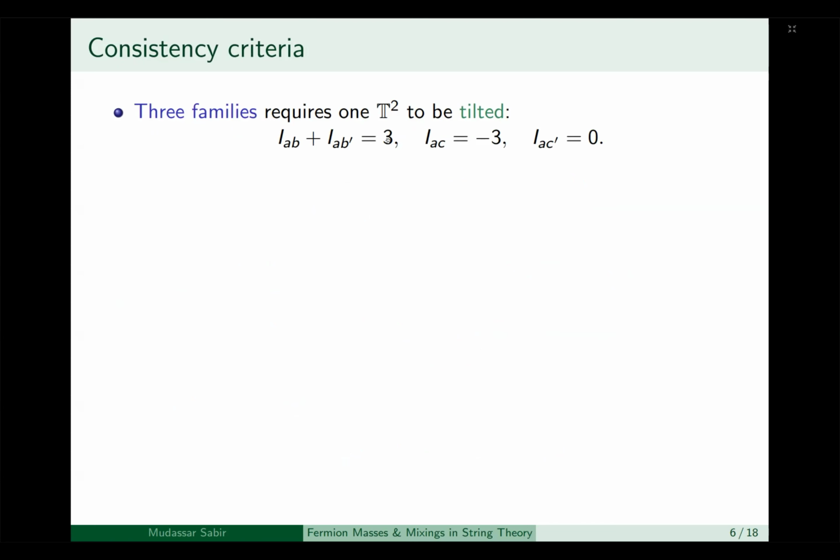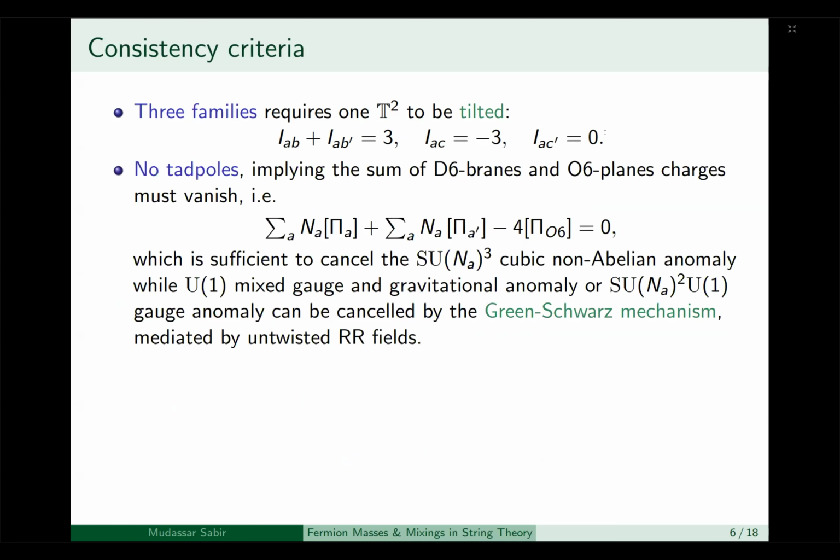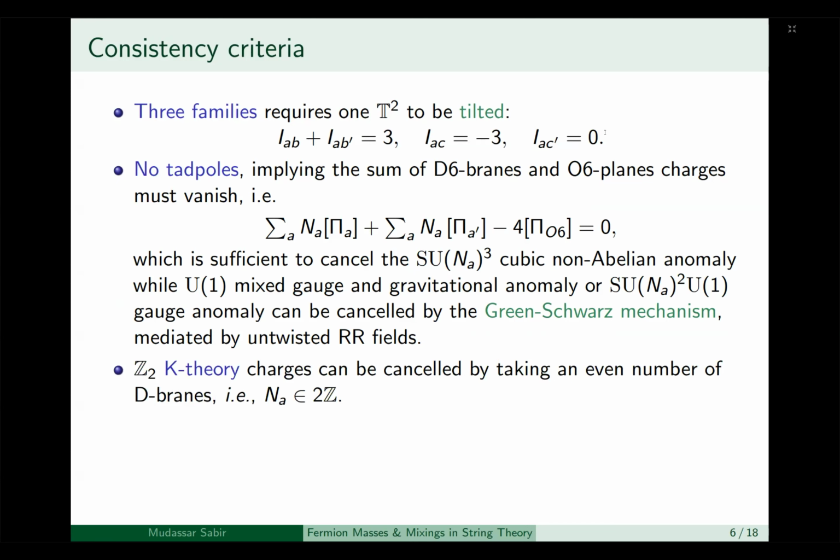So I can get left-handed fermions and the right-handed fermions from the AB and the AC sector. And AC prime must be 0. Conservation of charges is equivalent to the no-tadpoles condition, and this is sufficient to cancel the SU(N) cubic anomaly, the non-abelian anomaly, and the other anomalies are also cancelled by the Green-Schwarz mechanism mediated by the untwisted RR fields. So this is just some consistency criteria.